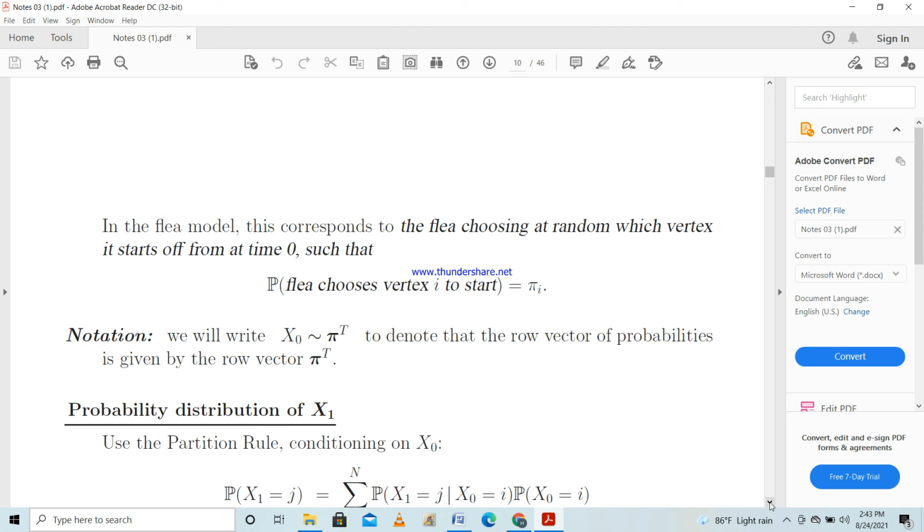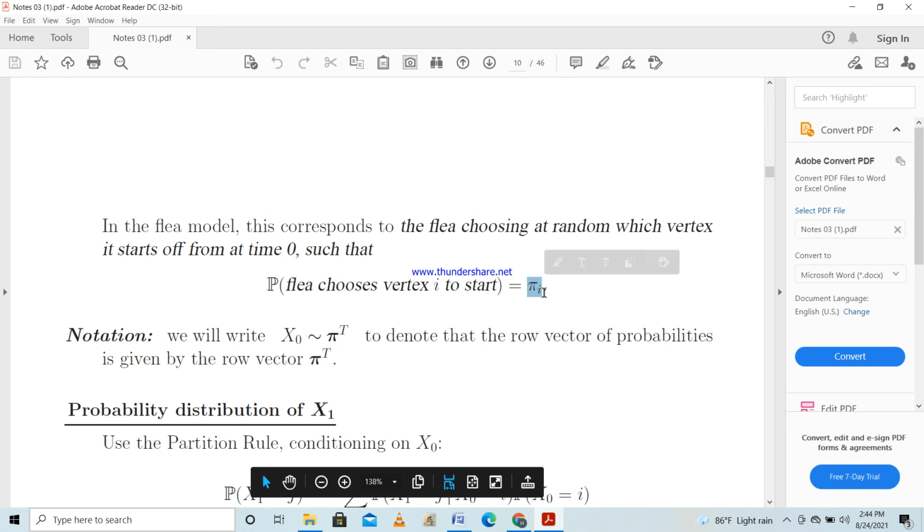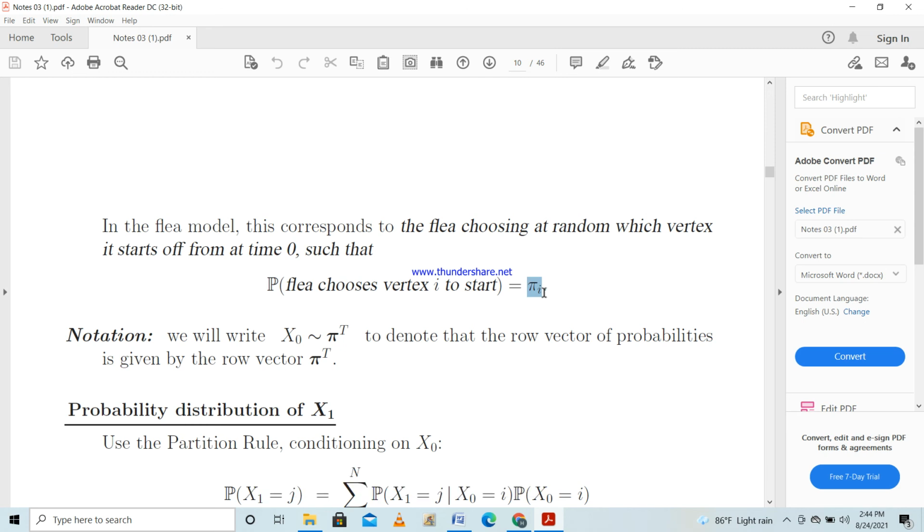So in the Flea model that we talk about, at the initial stage, the Flea chooses at random which vertex it starts off at time 0. So there's a probability for that. If the Flea is choosing the vertex i, there is a probability associated with that. That probability is the one that we have denoted here using phi i. So for every state we can talk about those probabilities, and that we call the distribution of this xt.